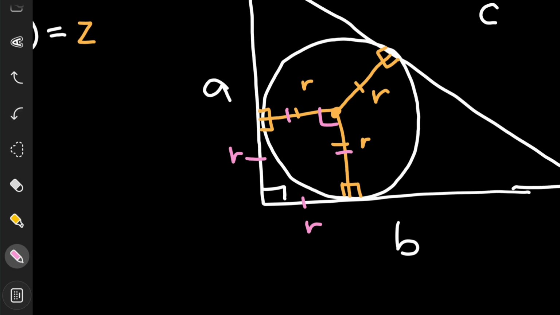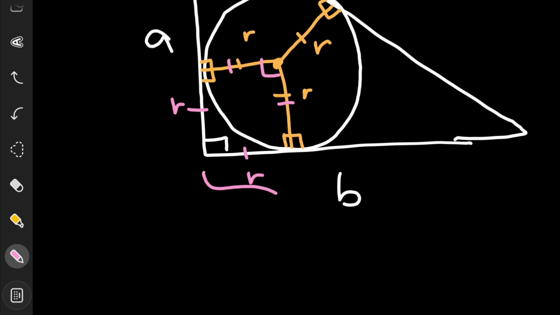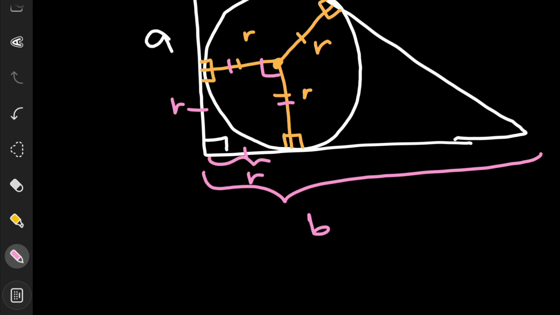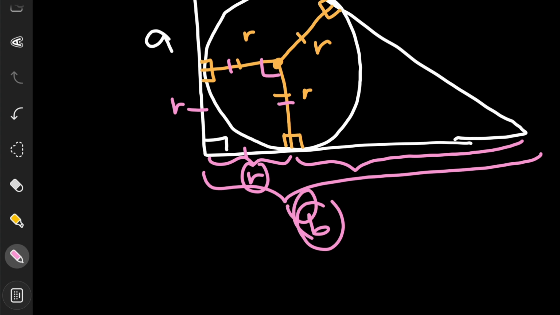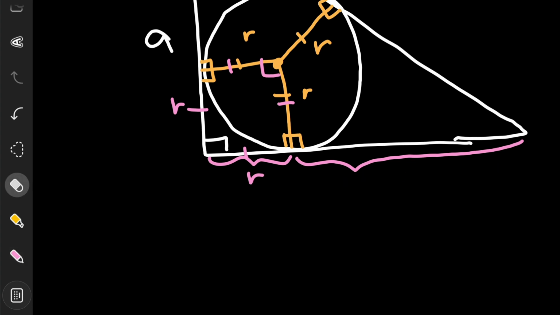Now look carefully. The length from this perpendicular point to this point is b because it is the base of this right angle triangle. The length from the perpendicular to this perpendicular is r. Therefore, the length of the remaining line segment will turn out to be the longer length minus the shorter length. Hence, it will simply be b minus r. So the length from this perpendicular to this angle is simply b minus r.